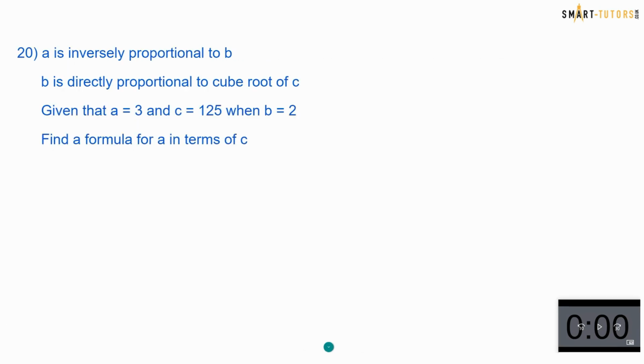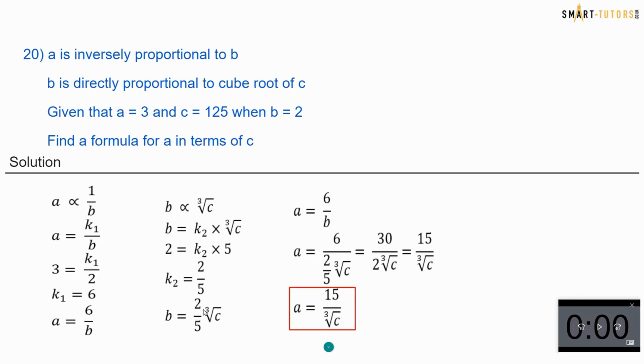Question number 20. A is inversely proportional to B. B is directly proportional to the cube root of C. Given that A equals 3 and C equals 125 when B equals 2, find a formula for A in terms of C. First of all, the answer is A equals 15 over cube root of C.